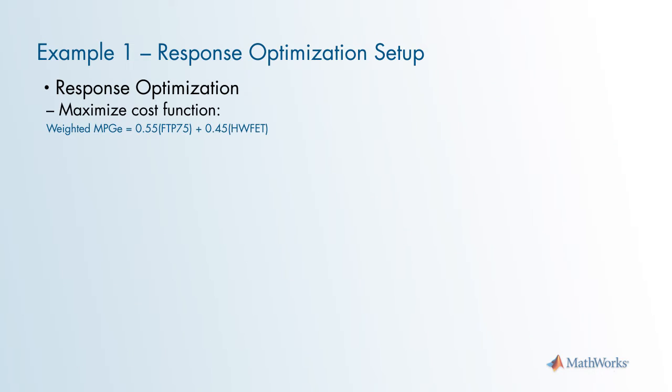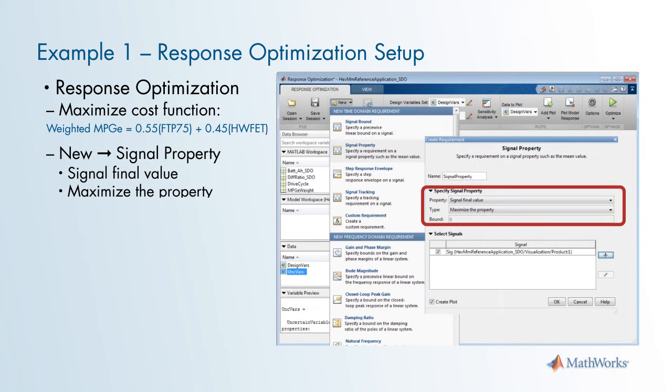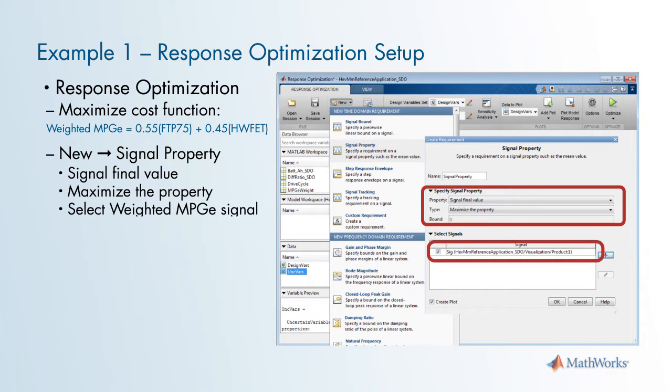Next, we will set up the cost function. In this case, we will select the weighted miles per gallon equivalent signal in the model, and we want to maximize its final value. So we go to Select New, Signal Property, and set up the options as shown. Then you can select the weighted miles per gallon equivalent signal directly in the model.